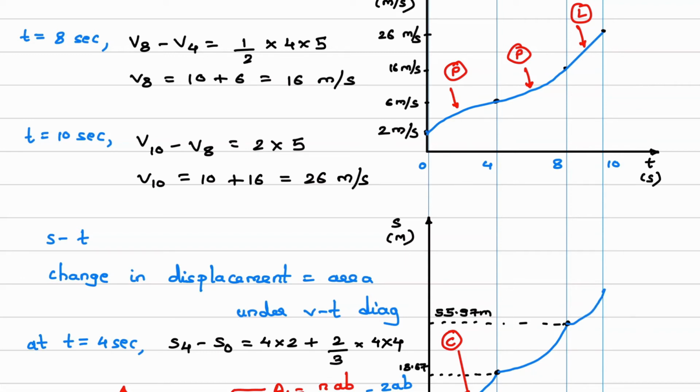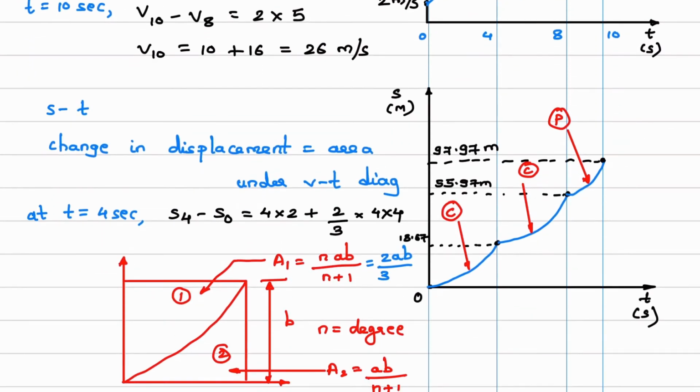Okay, now this curve is parabolic, so on the ST diagram this part will be cubic. And since this part is linear, this part will be parabolic. What is that value? This value you have to mark: 97.97 meter. Okay, now you have to mark just x-axis time 4, 8 and 10.